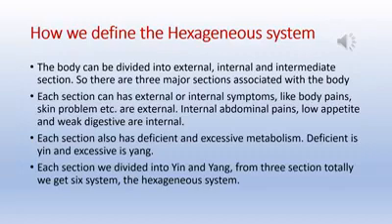Each section has deficient or excessive metabolism. Deficient is yin and excessive is yang. Some people pronounce it as yang, it's up to you, but in the original Chinese pronunciation, it's pronounced as yang. So from the three sections, external, intermediate, internal, each section we divide into yin and yang. Totally we have six systems. That's why we call it the hexagenous system.